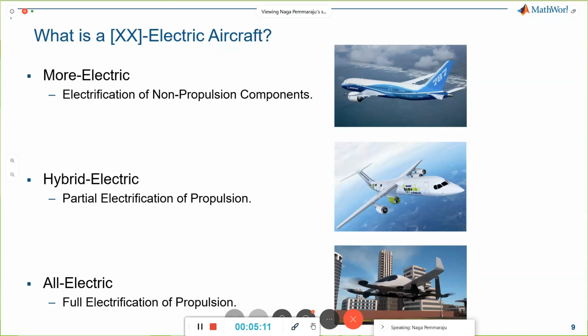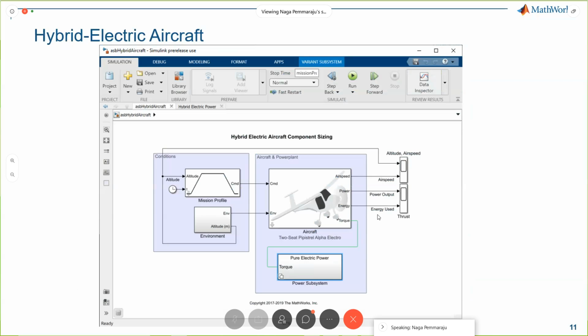Right. Let's see one hybrid electric aircraft model. What you see on the screen is a screenshot of the model that was developed in MATLAB and Simulink, and it has mainly three components. One, the aircraft itself, mainly how the dynamics of the aircraft have been captured. The second one is the power subsystem. How do we understand the power and the torque aspects of it? And then the third one, which says conditions, it's mainly to do with what kind of profile we want to test our aircraft for, and are we actually considering the environmental factors and how are they?